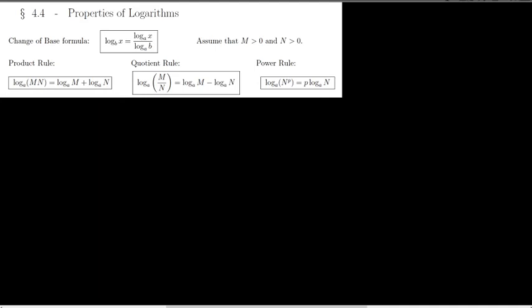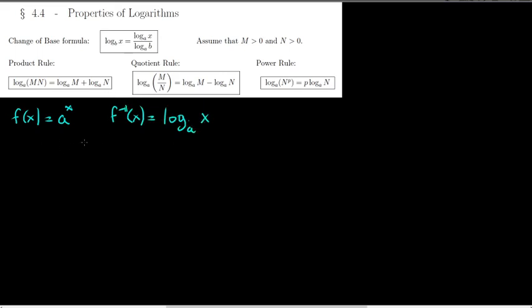So this is 4.4, Properties of Logarithms. And we mentioned several properties last time. In particular, we mentioned the fact that when you have an exponential function, say a to the x, where a is the base, the inverse of that function is the log function, so log base a of x.